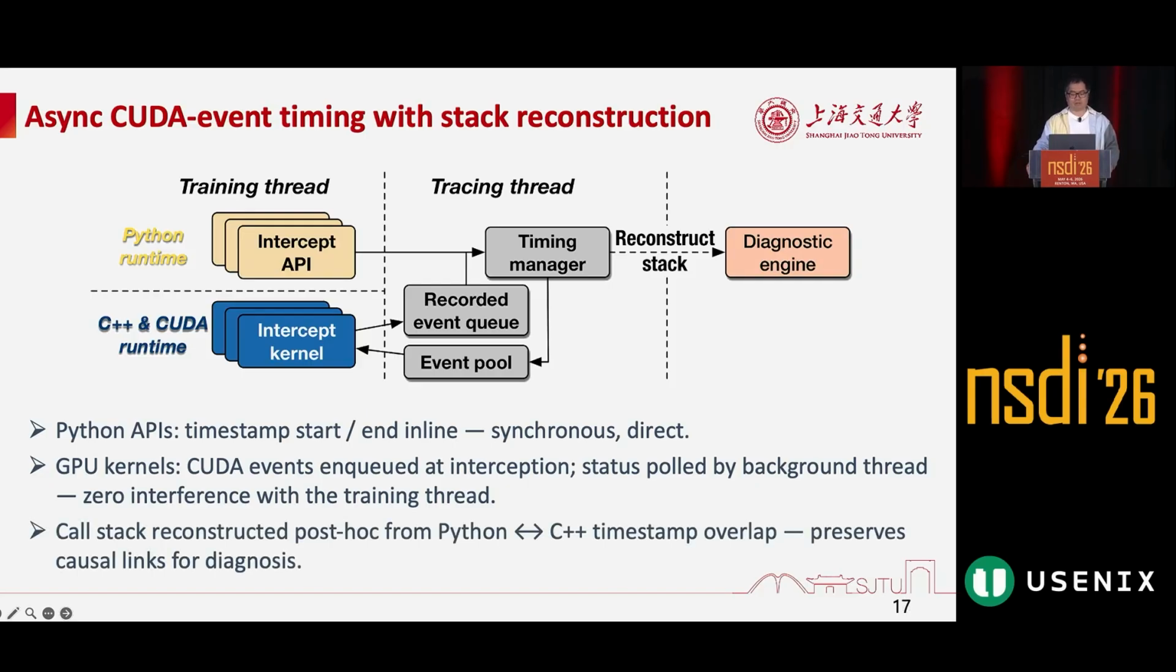Okay, but we still have another problem. Now we have traced the Python and the C++ runtime, but Python and C++ are traced by different mechanisms, so we have to reconstruct the link after the fact. Here we use the overlap between the Python and the C++ timestamps. If a Python API is active from T1 to T2, we just check if a C++ kernel fires inside this window. If that's the case, we link them directly, and now we have the complete call chain.